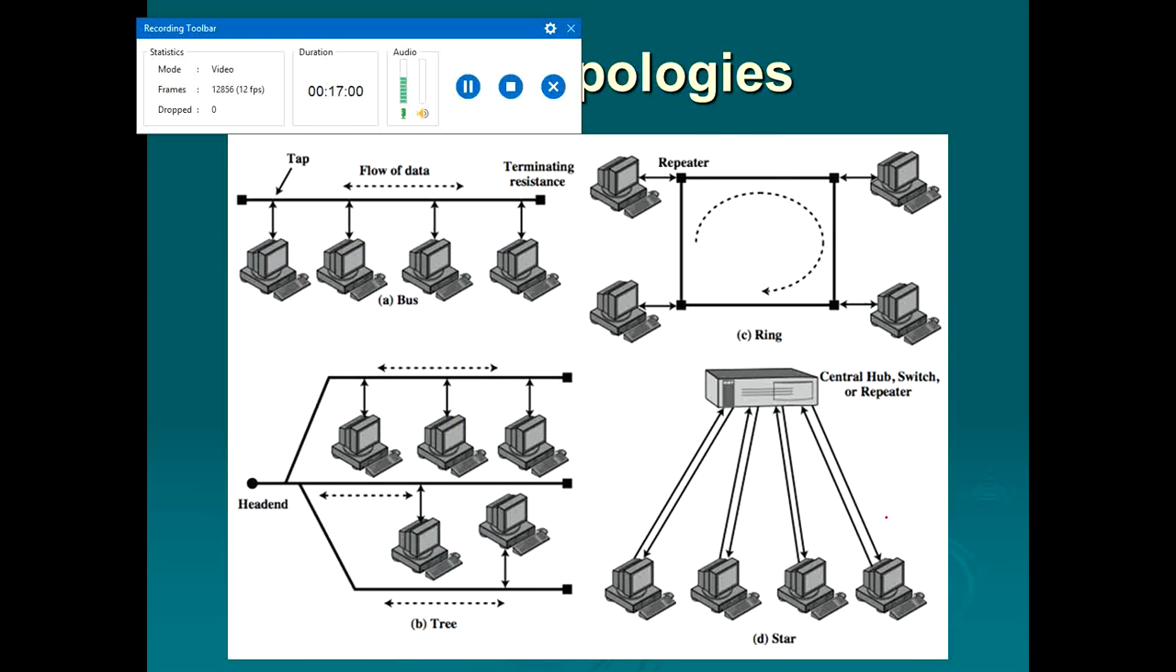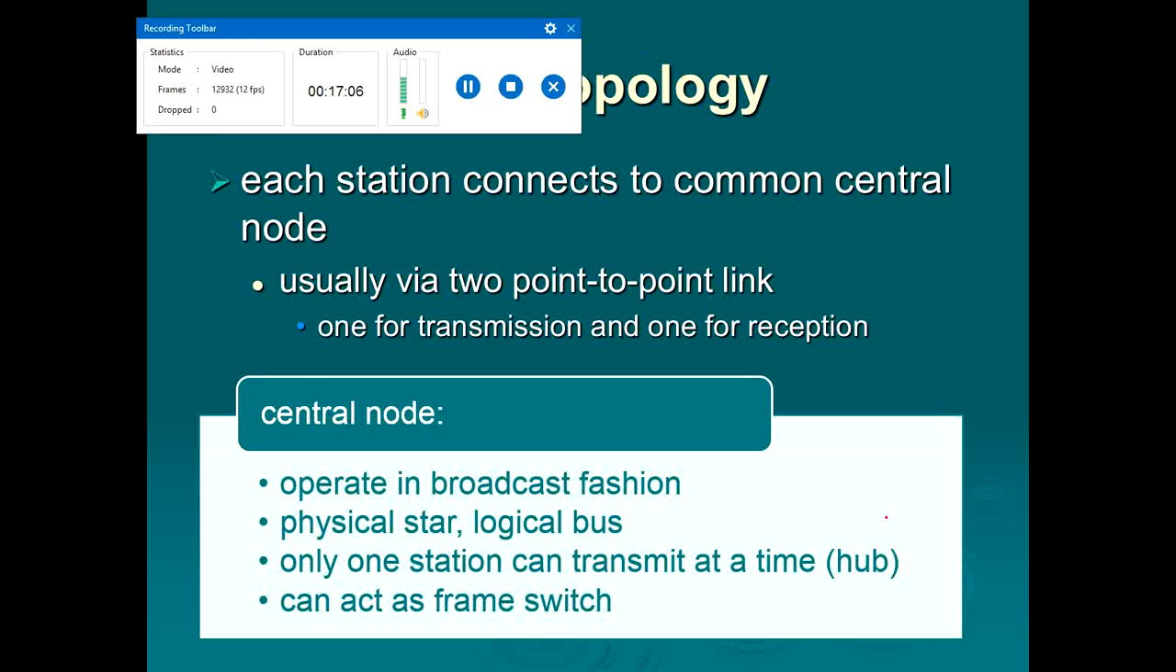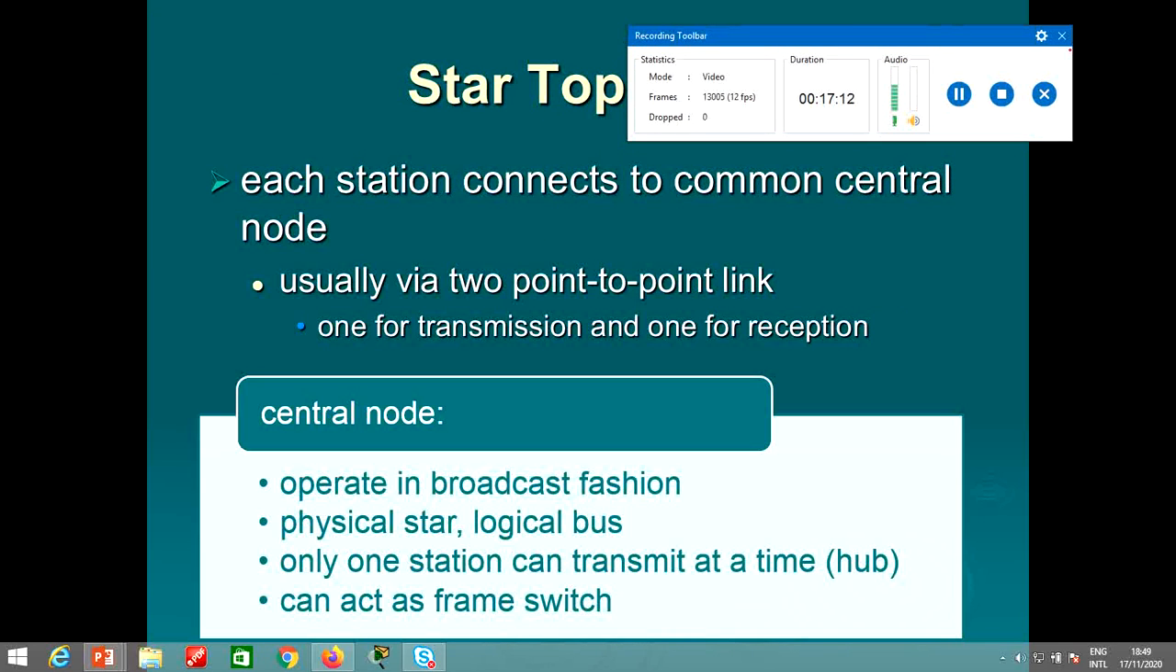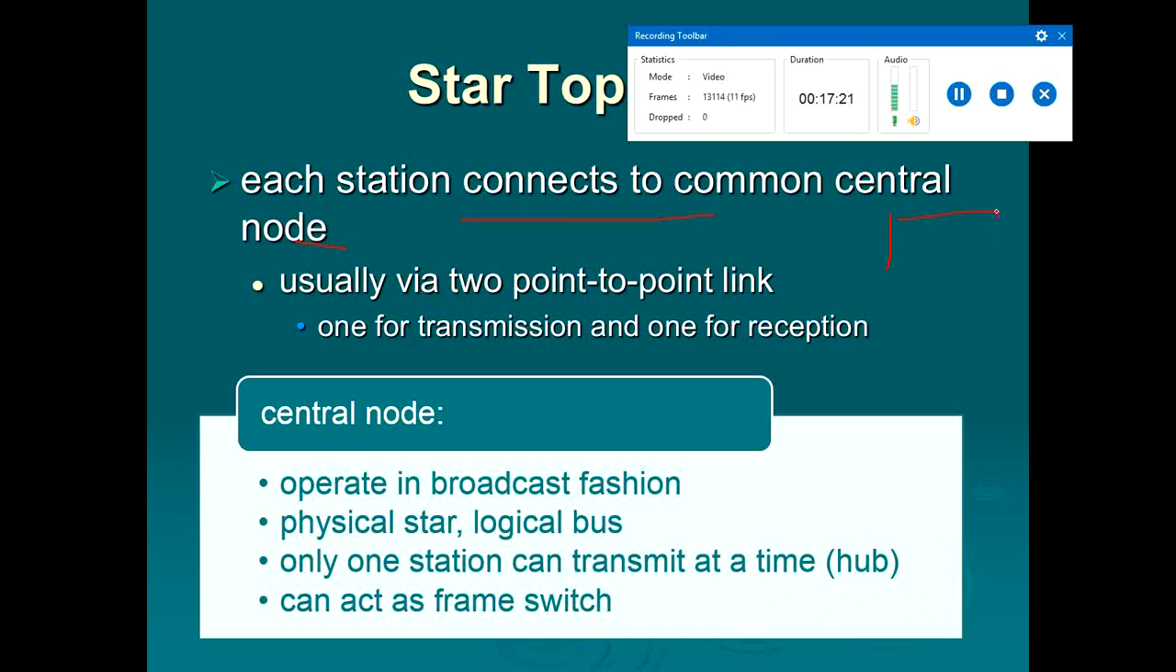Now let's talk about one more topology, which is the star topology. Alright, so here we have the star topology. Now in case of star topology, each station connects to a common central node, and that common central node is called the hub. Usually it is attached via two point-to-point links. One is for sending, another one is for receiving. So there are two separate point-to-point links. One is for transmission and another one is for reception.